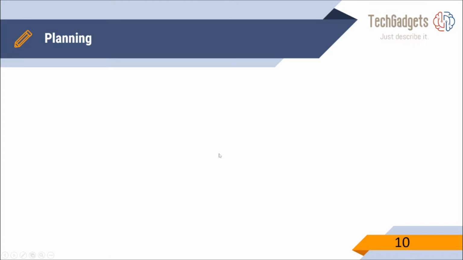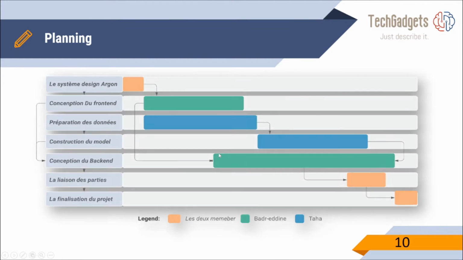All right. So for the planning, we used a Gantt diagram in which we planned the different stages of the project, and of course we divided the tasks. Now moving on to the demo.